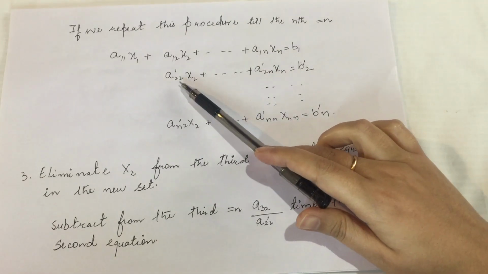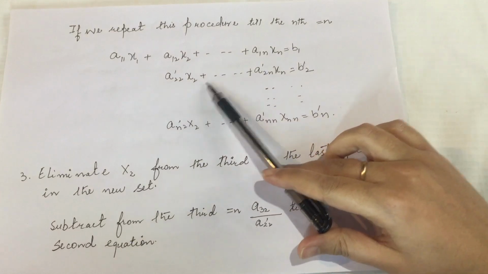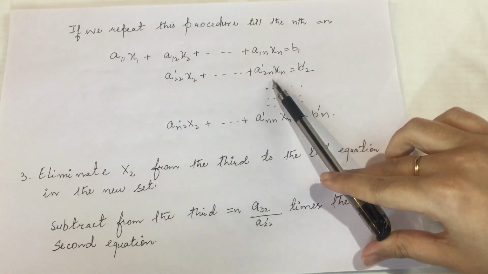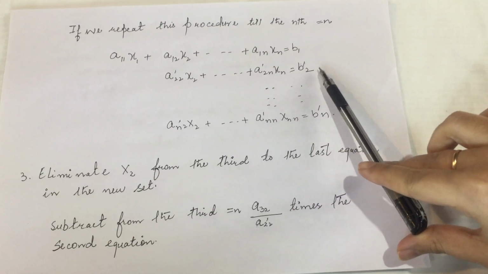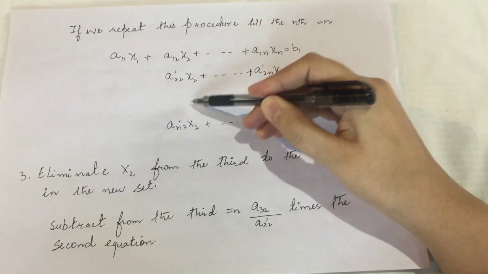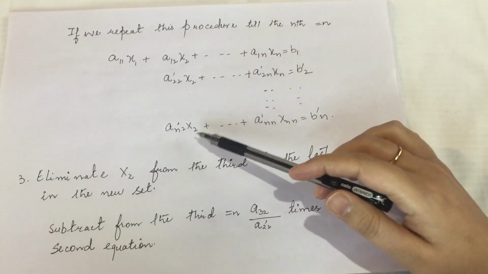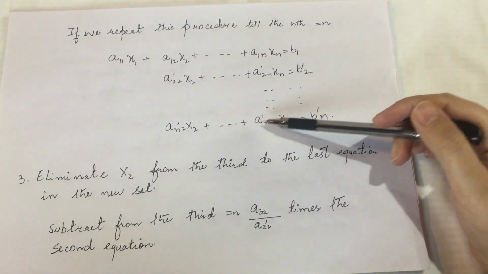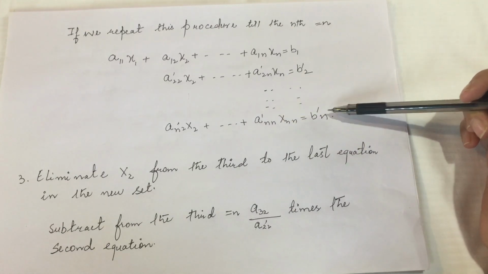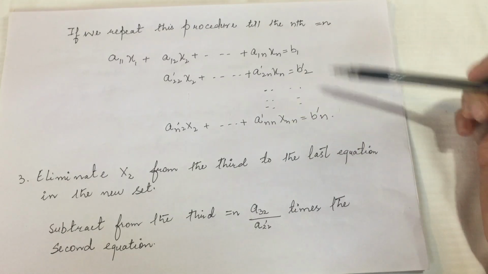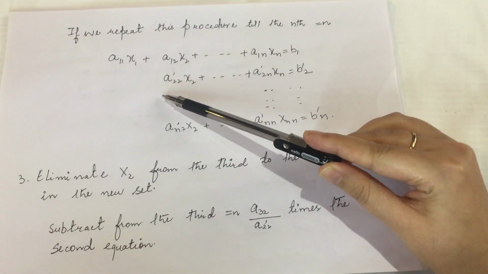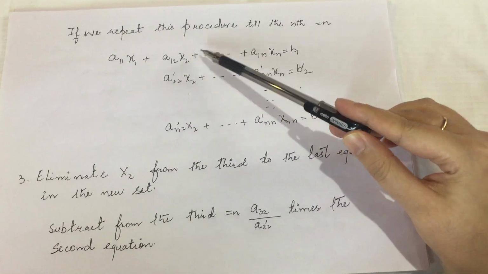Next equation will be a'22 x2 plus up to a'2n xn is equal to b'2, and so on up to a'n2 x2 plus up to a'nn xn is equal to b'n. That means we have eliminated the x1 term from all the equations except the first one.